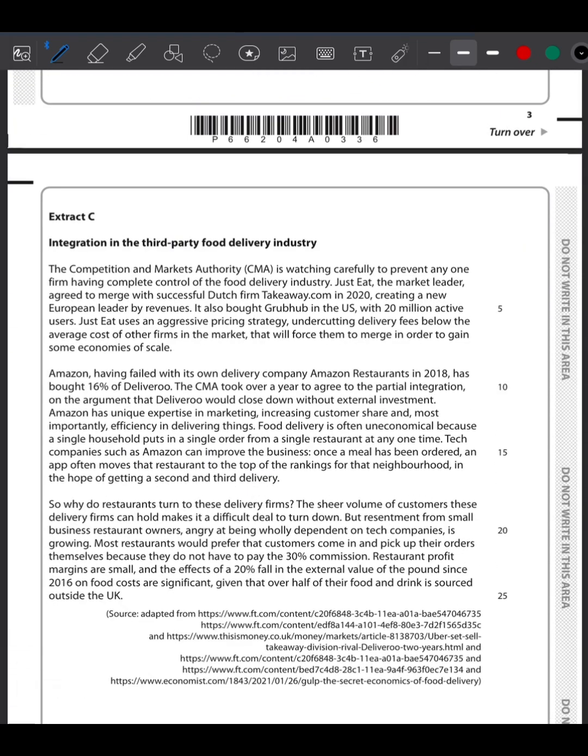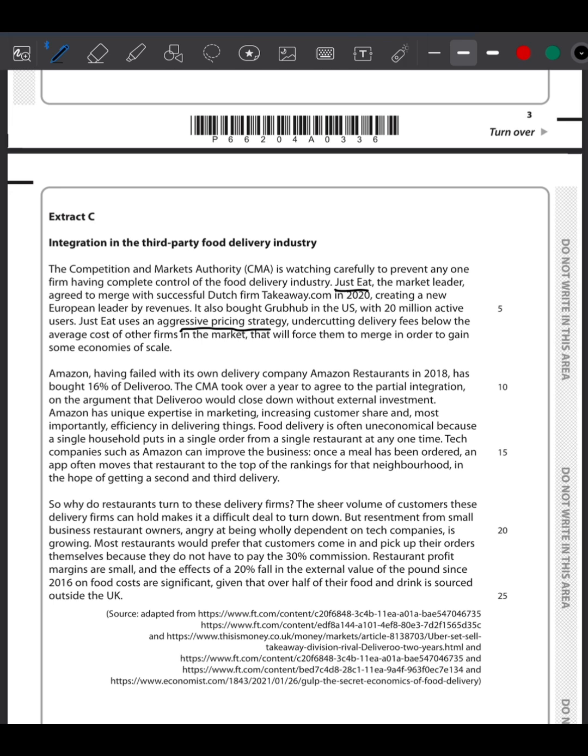So extract C, there we go. CMA, just the market leader, agreed to merge with the successful... Okay, then boom. So again, we can just quickly skim read, just get an idea of what the effects could potentially be. I'm just quickly skimming through what I can possibly see. And I would definitely say, yes, one effect you could obviously infer.